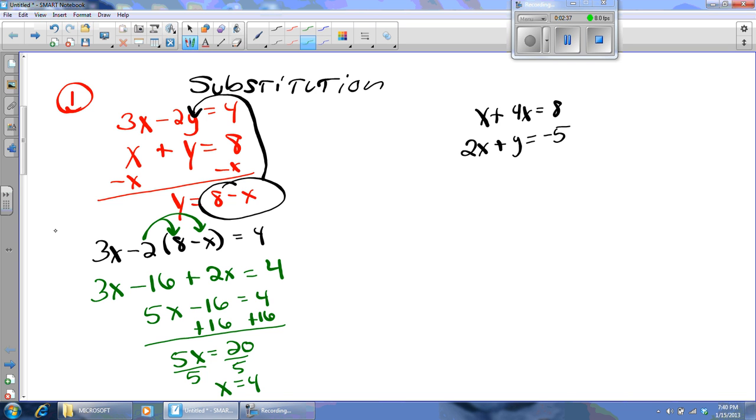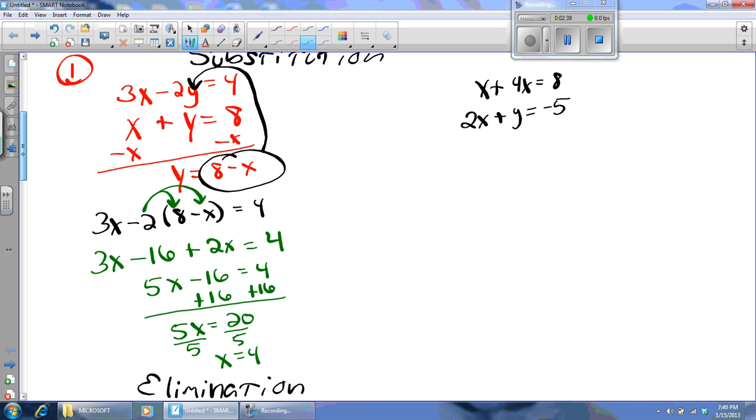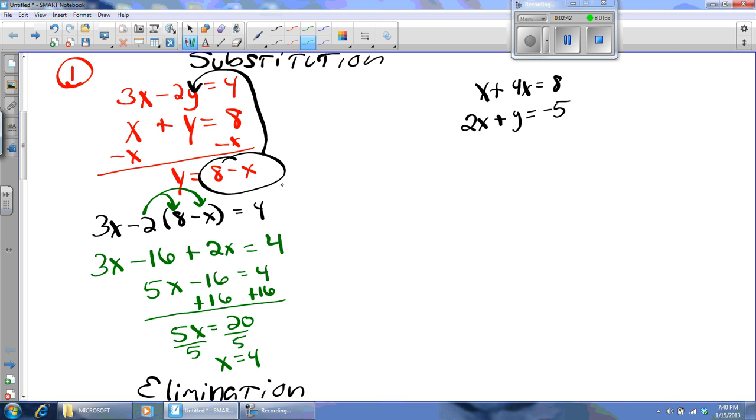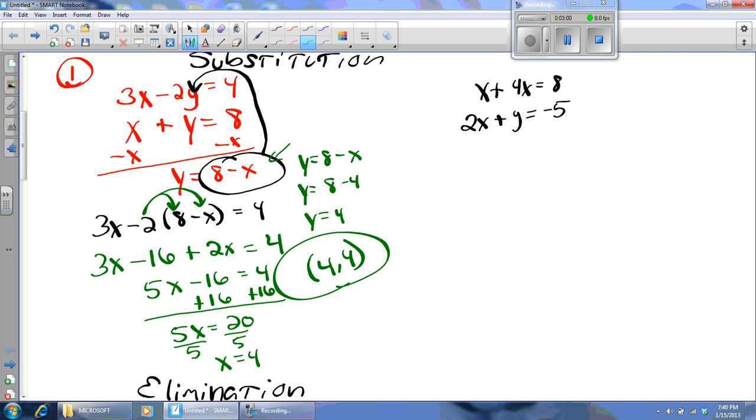So the x-coordinate of my solution is 4. Now to find the y-coordinate, it's easy. I'm going to use this equation here. Y equals 8 minus x. Y equals 8 minus 4. Y must equal 4. These lines are going to intersect at the point (4, 4). It won't always work out that the x-coordinate and y-coordinate match, but in this case it does.